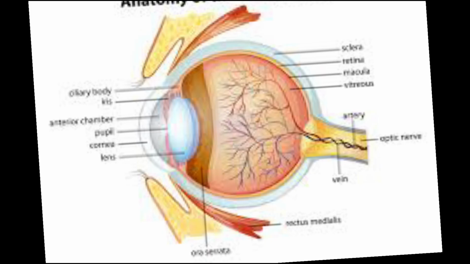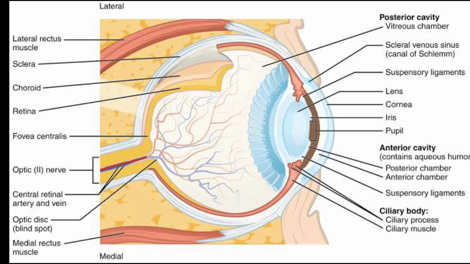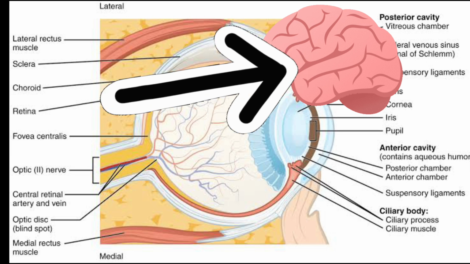Then the internal structure consists of the retina, the light sensitive layer lining the back of the eye. It contains photoreceptor cells, the rods for low light and cones for color vision. Then the macula, a central area of the retina responsible for shape and detail vision. Fovea, a small pit in the macula with a higher density of cones for precise vision. And then the optic nerve, which transmits the visual information from the retina to the brain.